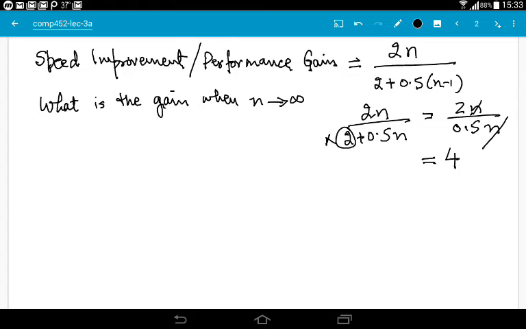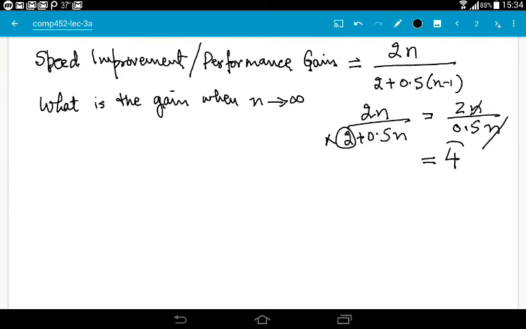Alright, so what this means is that if we have a very large number of loads to wash, then washing them with a single cycle approach will be 4 times slower compared to washing them with the pipelined approach. Okay, so it will be 4 times faster to wash using the pipelined approach.